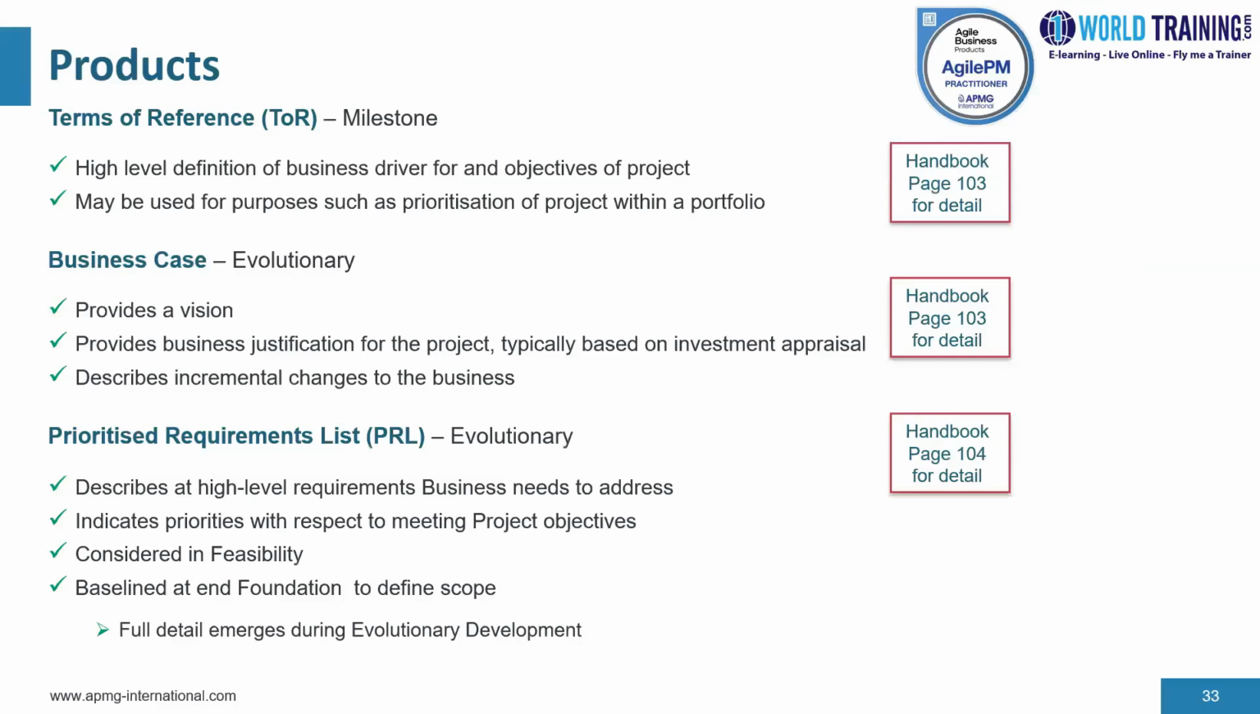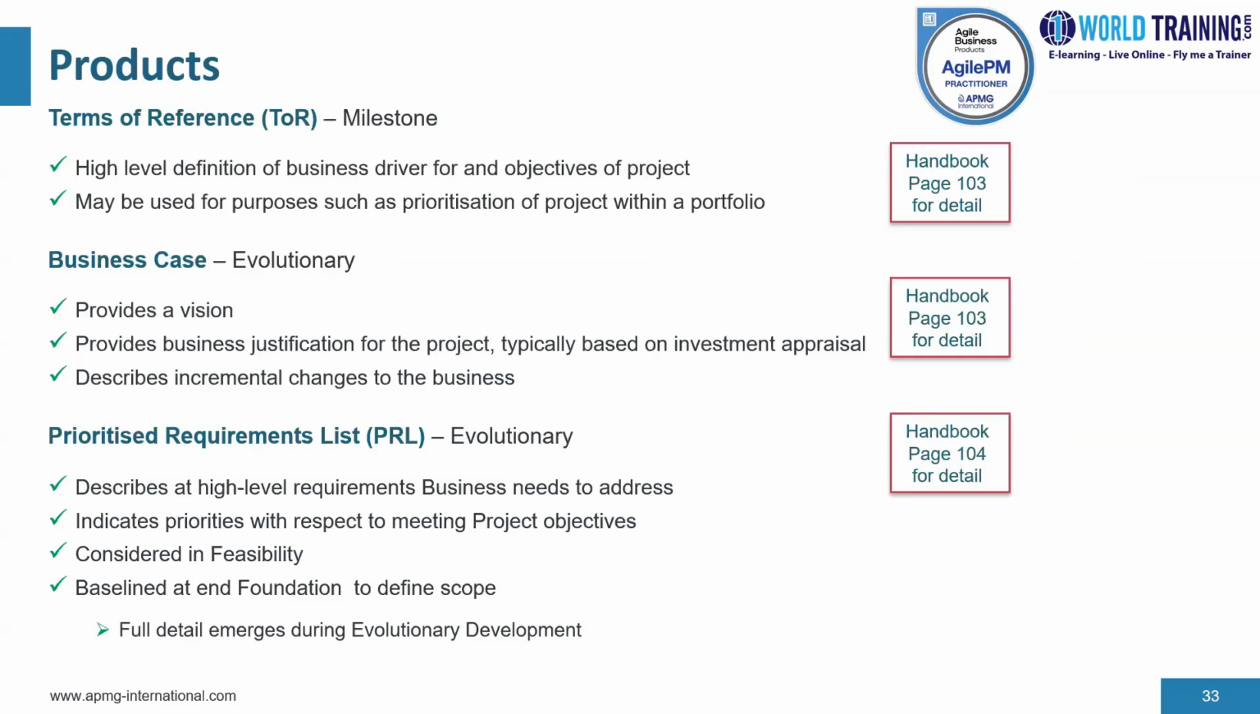The first one is the terms of reference. The terms of reference is a milestone product. It is a high-level, overarching definition of the business driver for, and the top-level objectives of, the project. The primary aim of the terms of reference is to scope and justify the feasibility investigation. It is identified as a governance product because it may be used for purposes such as prioritization of a project within a portfolio.